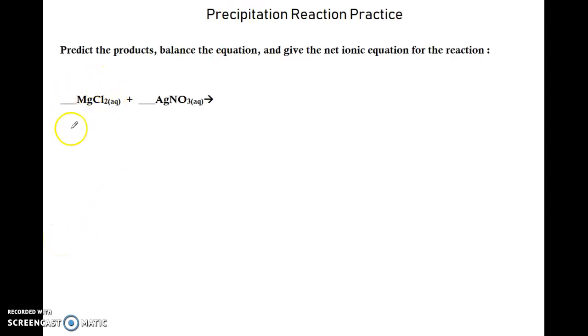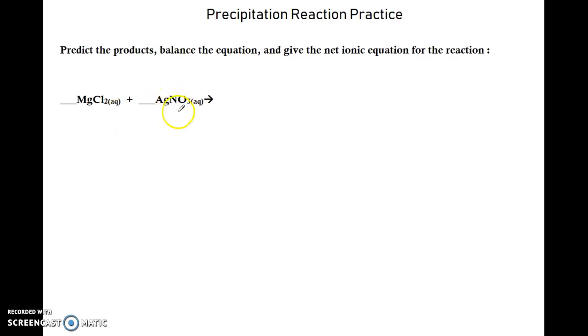So we have our magnesium chloride, which is aqueous. Remember, when we see an ionic compound, and I can tell it's ionic because it's a metal with a nonmetal, with this (aq) next to it, that really needs to tell us in our brain that these two aren't really together. Right? They're actually dissociated. I always think of it like a dance party. They're out and about in the dance party.